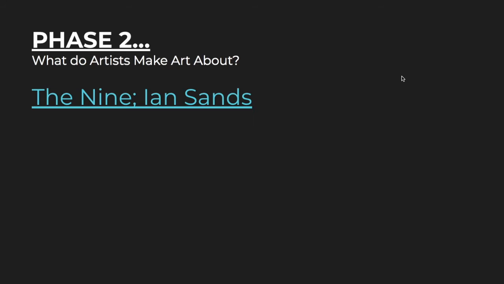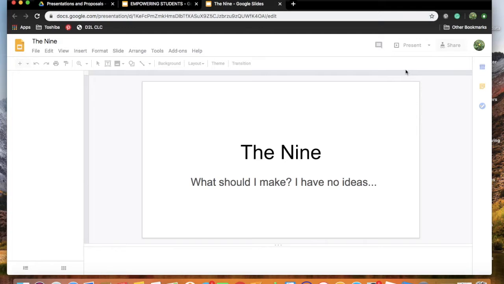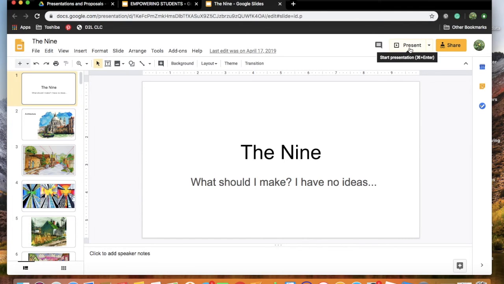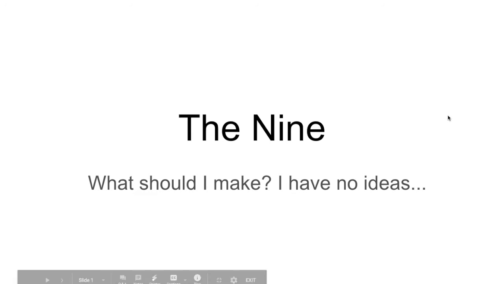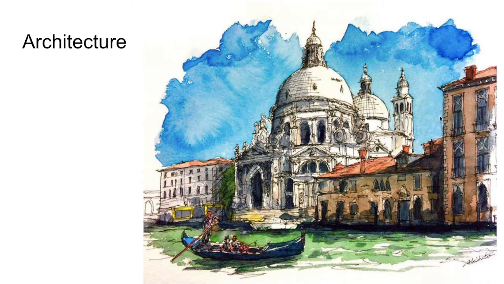Once we're in phase 2, one of the main things that I do is I have them study the 9, which I got from Ian Sands. And I think I'll click here and show you the 9. So the 9 that Ian developed are about, what should I make? I have no ideas, right? So even though through phase 1 I've been having them do 5 ideas and get creative with their warm-ups, the 9 are 9 different categories that all art is about or based on.